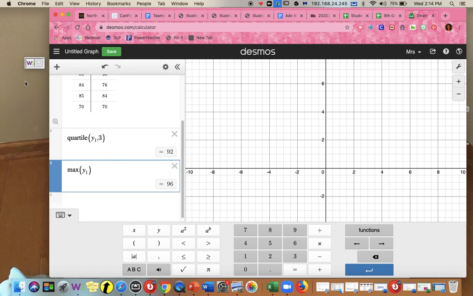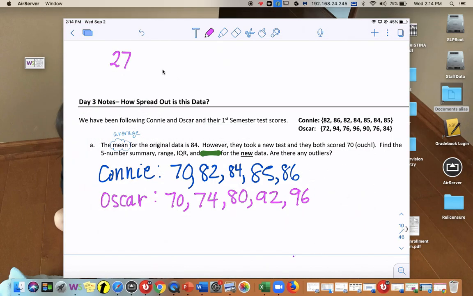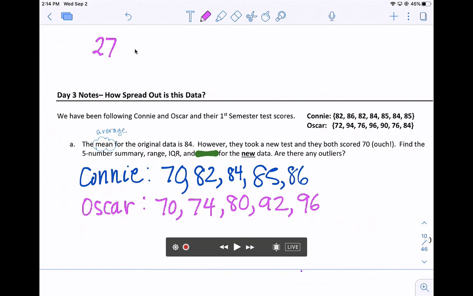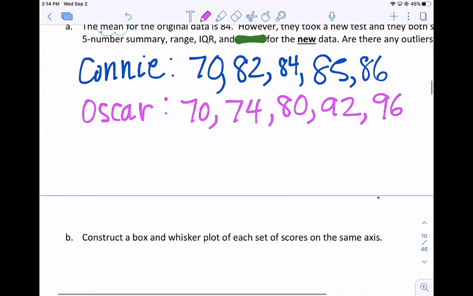Okay, so I'm going to pop this down. So that's how you can use Desmos to find your 5-number summary. And here is the 5-number summary of my data right here. Okay, so there's the first thing, find the 5-number summary, done.